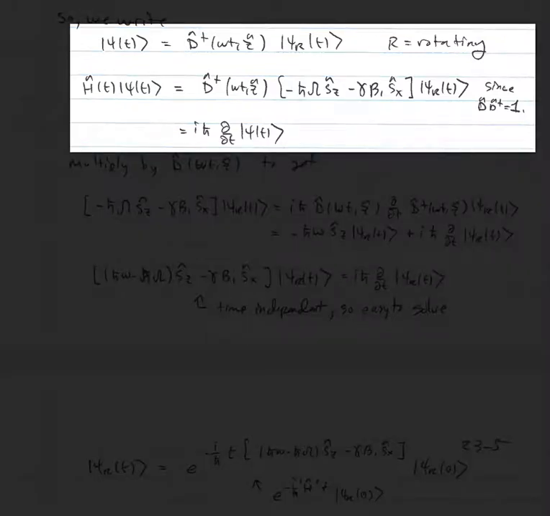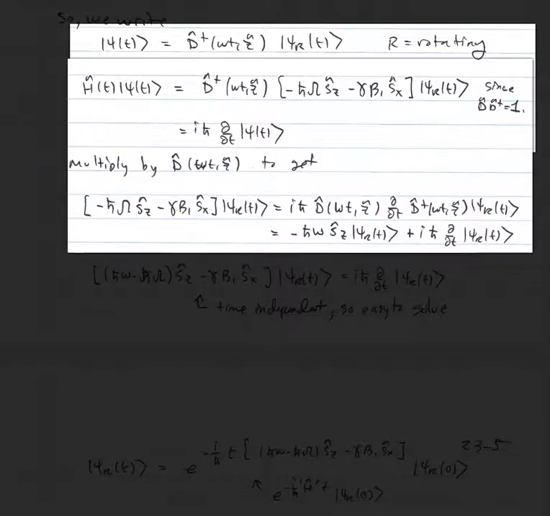We're going to need that for the Schrodinger equation, and that is going to give me D dagger times minus h bar omega Sz minus gamma B1 Sx times a D and a D dagger, but the D D dagger equals 1, so I can get rid of them. So that operator acts directly on psi rotating of t. And of course, that whole thing is equal to minus i h bar d by dt psi of t. That's just the time-dependent Schrodinger equation.